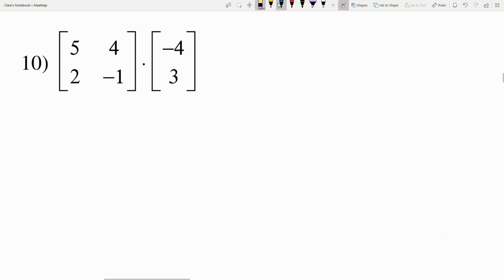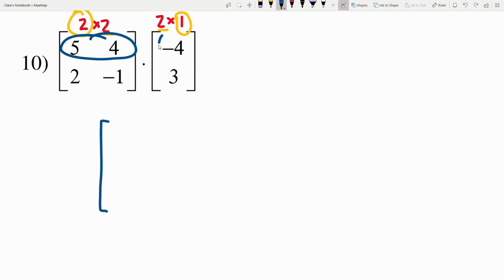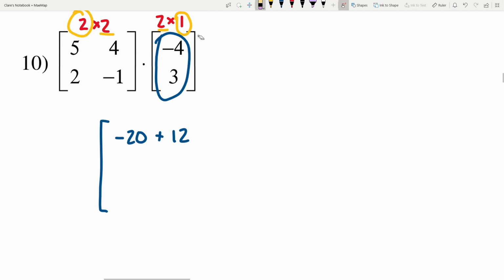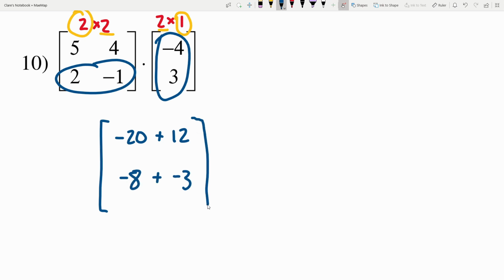Moving on to number 10, I have a 2 by 2, and I'm multiplying that by a 2 by 1, so the result is going to be a 2 by 1. First row, dot it with the first column. That's going to be 5 times negative 4, which is negative 20, plus 4 times 3, which is 12. And then I'll dot my second row with that first column. 2 times negative 4 is negative 8, plus negative 1 times 3 is negative 3.